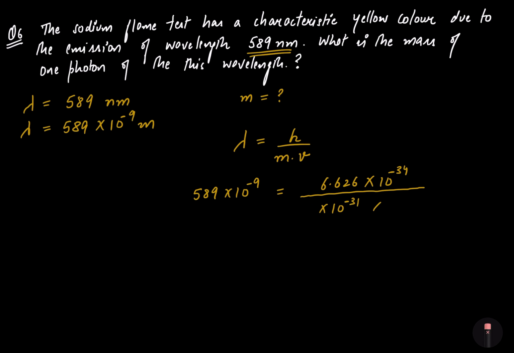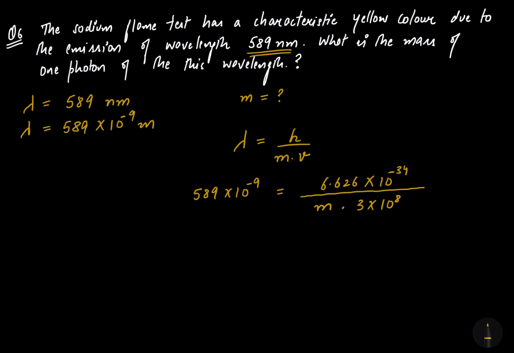Sorry, yes, we have to evaluate the mass of photon. I mistakenly put the mass of electron. We have to evaluate the mass. The mass of photon we have to evaluate. What's the velocity of photon? We have to take the velocity of photon to be the speed of light, that is 3 into 10 raised to power 8 meter per second.